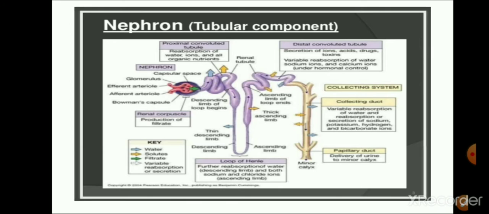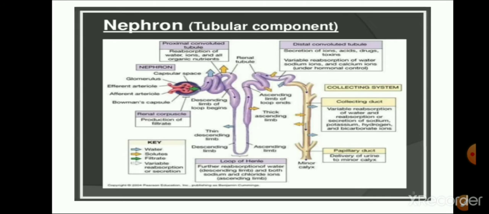Here we have the tubular components. Talking about the very first structure, it starts with the Bowman's capsule, which is a cup-shaped structure. Two arterioles, afferent and efferent, are associated with the Bowman's capsule. The afferent arteriole enters and the efferent arteriole exits from the Bowman's capsule. They carry the blood to the glomerular part. The glomerulus is a network of blood capillaries which acts as a filter. In the glomerulus, the filtration takes place.